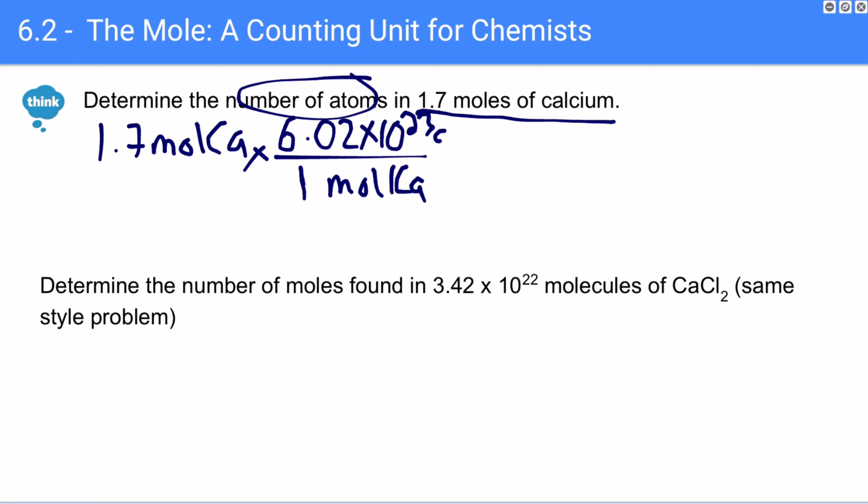I need a little more room to work with this than some of the other numbers that we've dealt with. But again, the idea is still the same. The mole numbers will cancel, and what we're left with is atoms. Just make sure that you include your exponent when you go through and write out your answer.